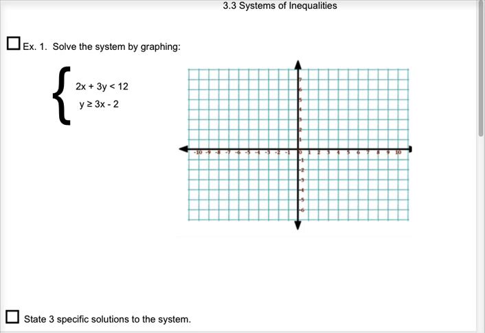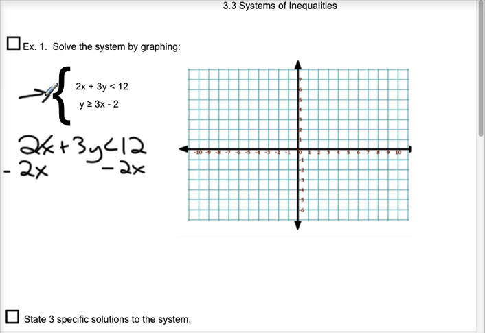So here you can see we have our system of inequalities. So the first thing I need to do is graph both of these inequalities. So you can see the similarity between solving systems of equations. You needed to graph both equations. This time we need to graph both inequalities. And as we know, the only way to graph is to solve for y. So I'm going to take that top equation, that 2x plus 3y is less than 12, and I'm going to solve that for y. So I'm going to start by subtracting 2x from both sides.